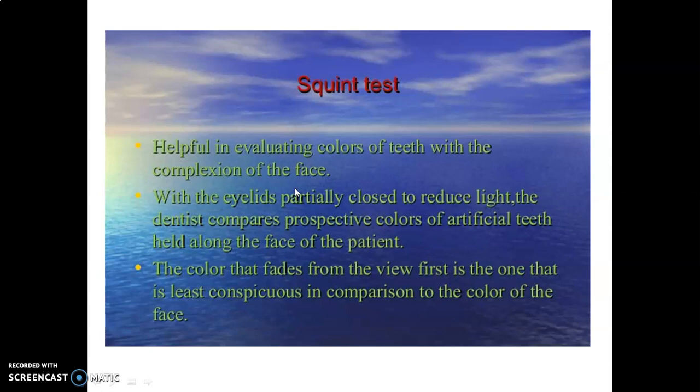So how do we do the squint test? With the eyelids partially closed to reduce light, the dentist compares prospective colors of artificial teeth held along the face of the patient, and the color that fades from view first is the one that is least conspicuous in comparison to the color of the face.